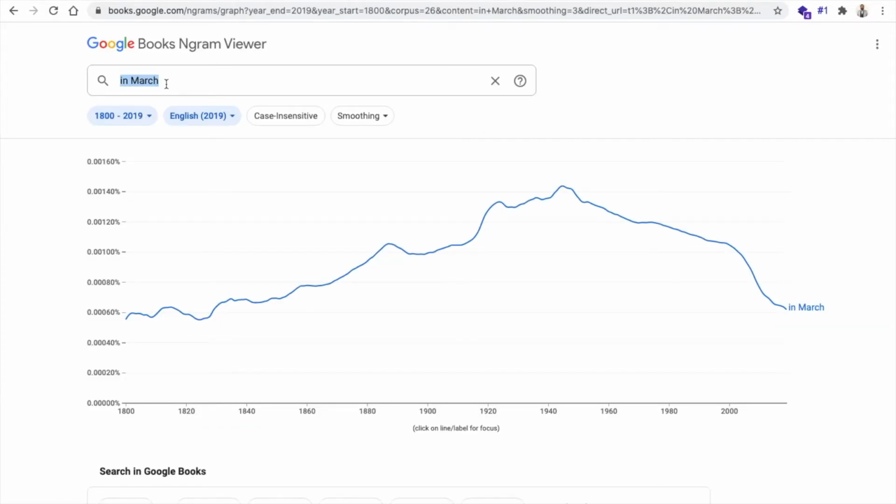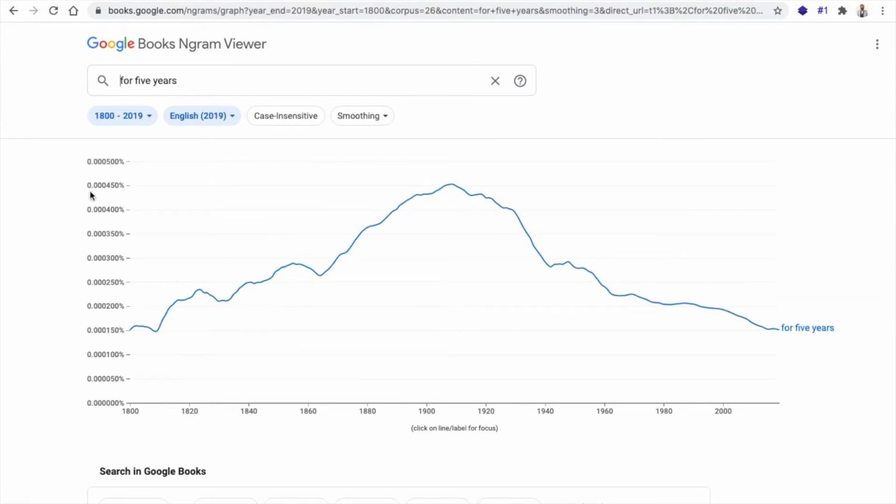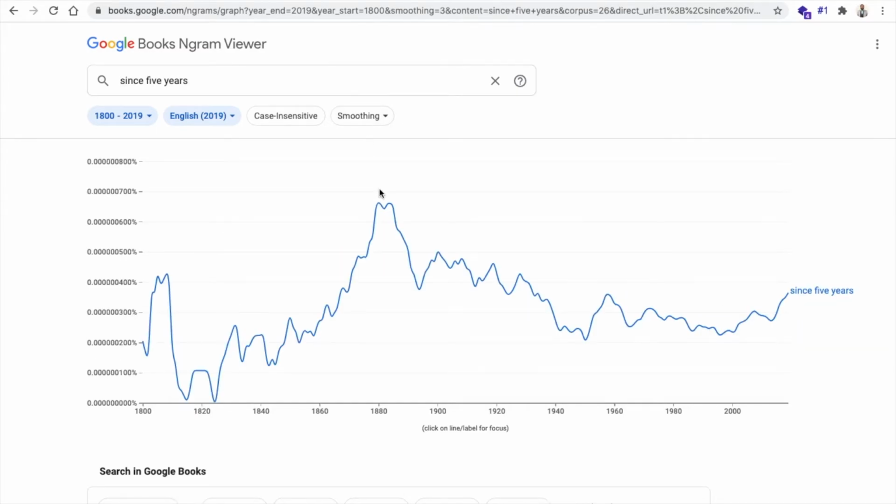Suppose you are confused whether you should use for or since in a particular scenario. For example, search for "for 5 years", and then you will see the maximum usage is 0.00045%. Now if you use "since 5 years", look at this, the maximum usage that you will see is 0.0000007%, that is 7 zeros after the decimal. That means "since 5 years" is not used, and therefore we will go for "for 5 years".